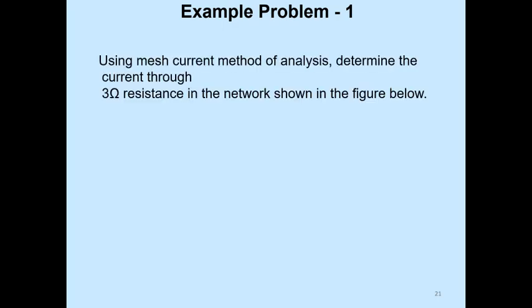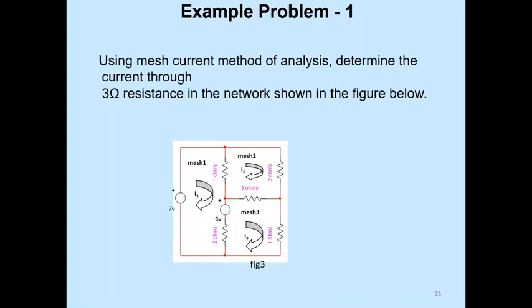So, by taking a simple problem: using the mesh current method of analysis, determine the current through the 3 ohm resistance in the network shown in the figure below. See, this is the figure. In this, we have identified the 3 meshes. The direction is in clockwise direction, and we have to find the currents I1, I2 and I3.